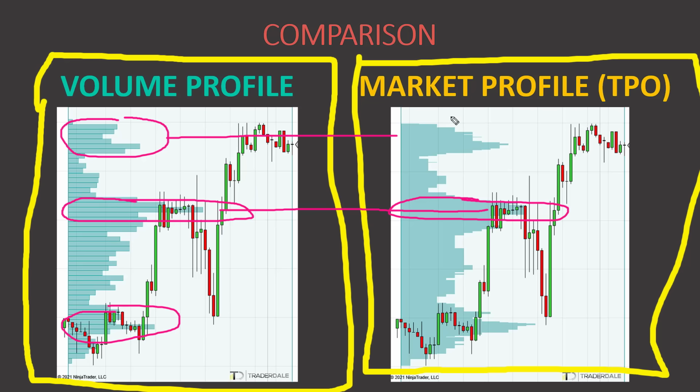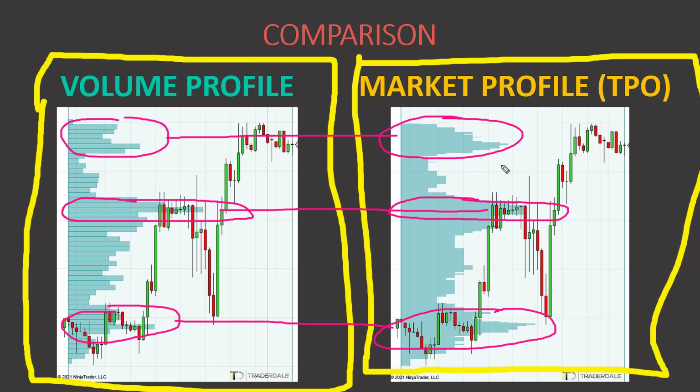And you can see that you can also spot those with market profile. It's not as detailed, but you're able to identify the places where heaviest volumes were accumulated, right? That's the most important thing.